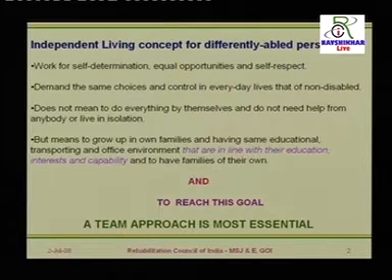It does not mean that they do not need any help from anybody or live in isolation. Once I give that, okay, this is for you, now you are able to live independently, but at the same time it does not mean that I have given everything to you, now you live in isolation, my job is over. That should not be the thing.